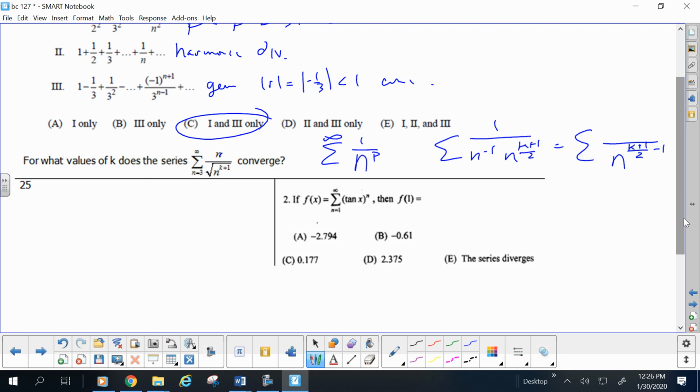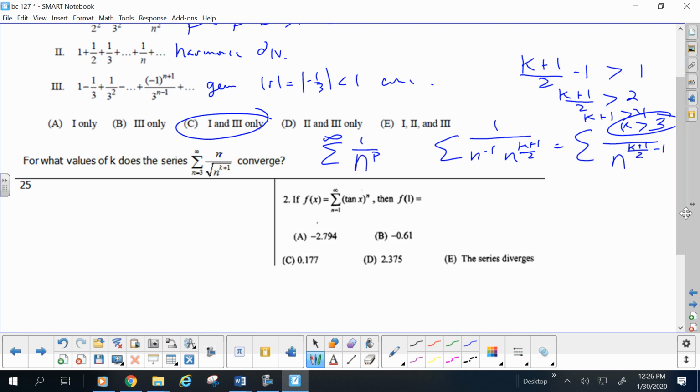Are you with me? All right, so now we state the condition. (k plus 1)/2 minus 1 needs to be greater than 1. That's a plus, yeah? I think it's a plus. Okay, so now how do you solve for k? Add 1. (k plus 1)/2 is greater than 2. Then k plus 1 is greater than 4. So k is greater than 3. k is greater than 3 is your answer. Okay?